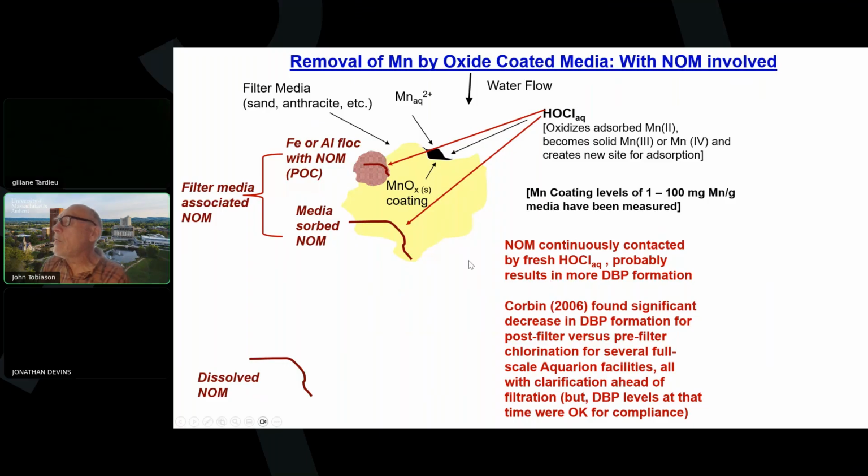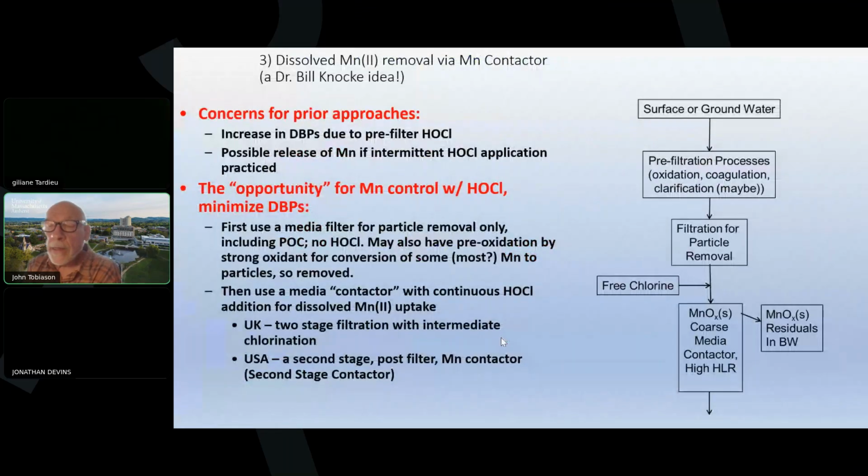And we know that continuous free chlorine across a media filter like this does, most of the time, make more DBPs than it would if it was added after the filtration. And I have one cited here. So the third option is, let's make the dissolved manganese removal a separate process from the particle removal. Let's do it in a manganese contactor. It's another stage of a media process that we add after. So I've got it shown here in this schematic after particle removal.